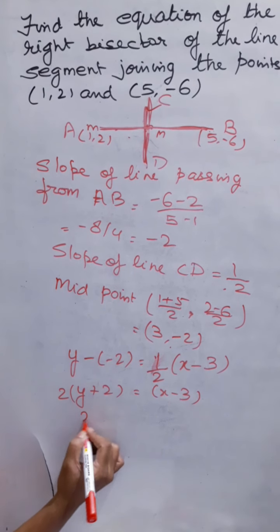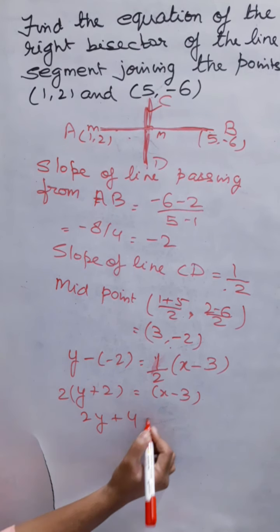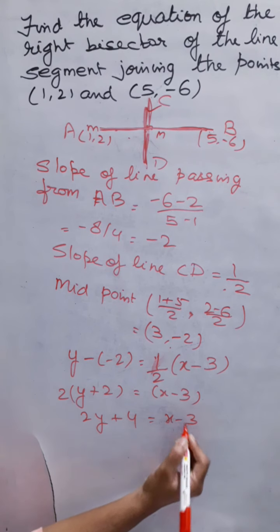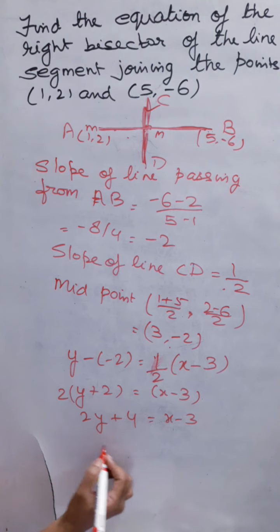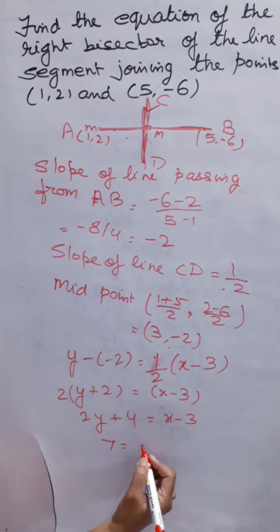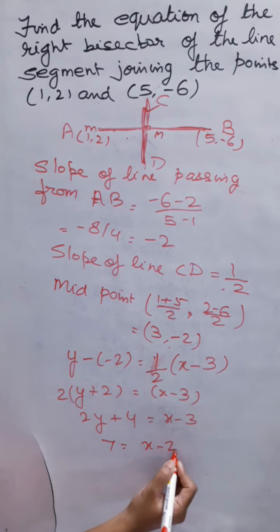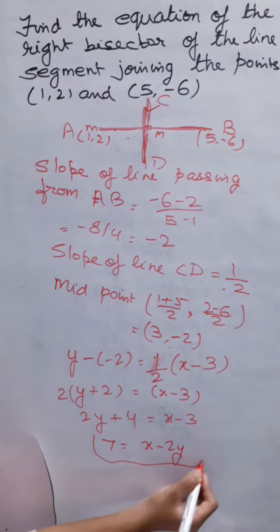Now I can write 2y + 4 = x - 3, taking y on that side and the -3 on this side. So 7 = x - 2y. So this is the required answer.